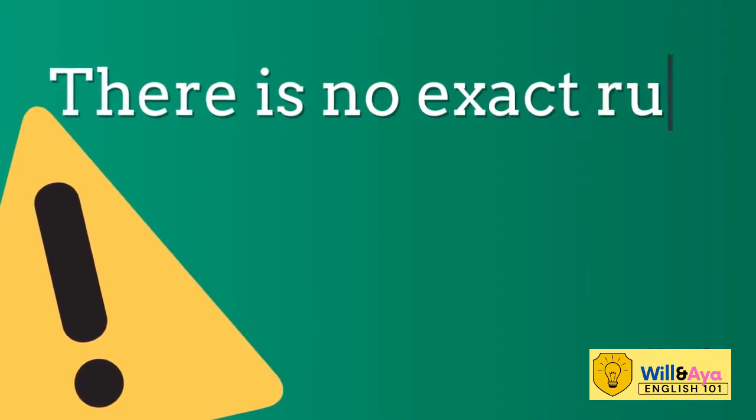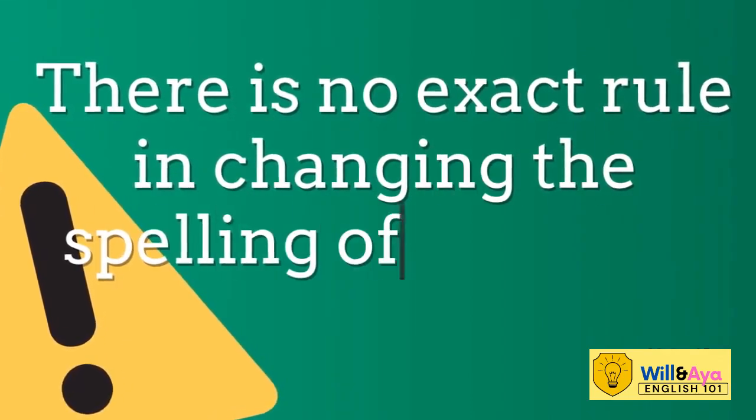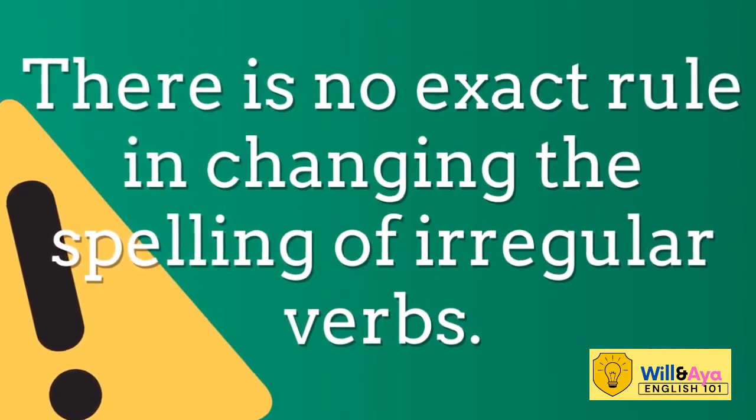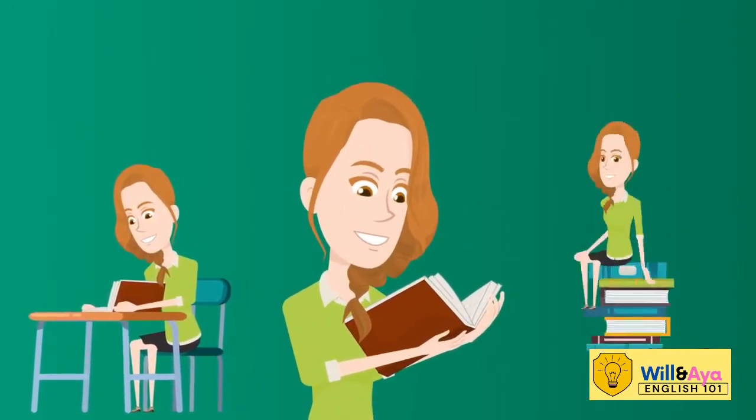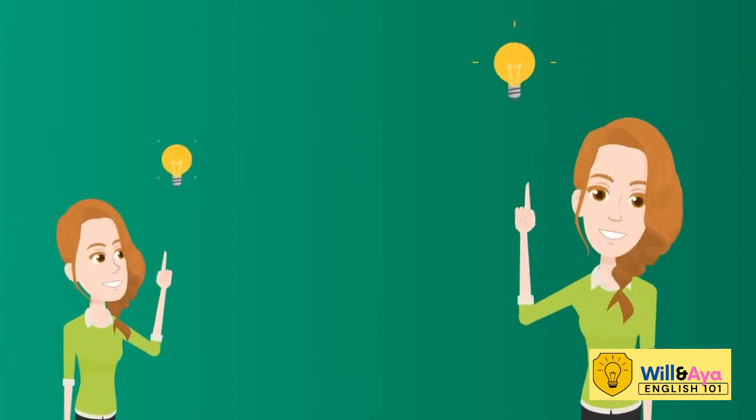Be advised that there is no exact rule in changing the spelling of irregular verbs. That's why we have to also read and read and read in order to learn and learn and learn.